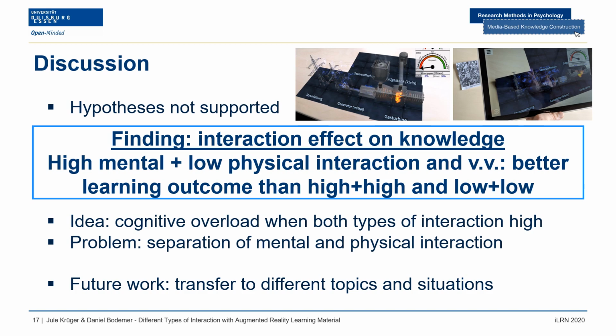This idea is partly supported by additional analyses of perceived task load, where descriptively, the two groups with the lower knowledge test scores scored highest on most forms of task load. In the study, we tried to separate mental and physical interaction, which may not be completely possible as mental interaction cannot be monitored from outside. For future work, the manipulations should be transferred onto other topics and situations, including more realistic and authentic learning settings.